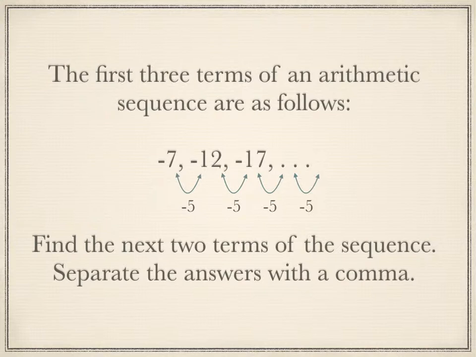The first 3 terms of an arithmetic sequence are as follows. So we've got -7, -12, and -17. And then we want to find the next 2 terms of the sequence. So note, to go from -7 to -12, we're subtracting 5. Then to go from -12 to -17, we're subtracting 5. So to find the next 2 terms, we're just going to subtract 5.